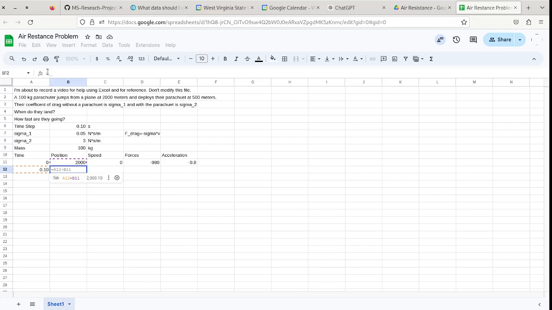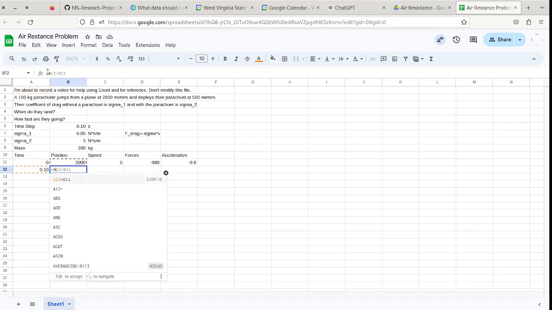Google Sheets would like to make a suggestion. They're incorrect. So position at the next time step is equal to the previous position, A12, plus their previous speed. That is, oh, nope. Gotta get this right.